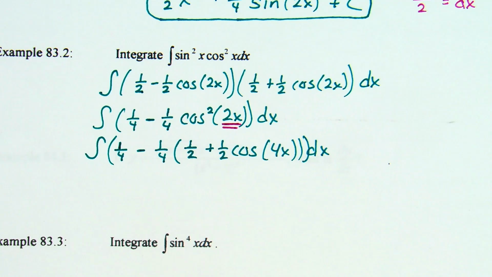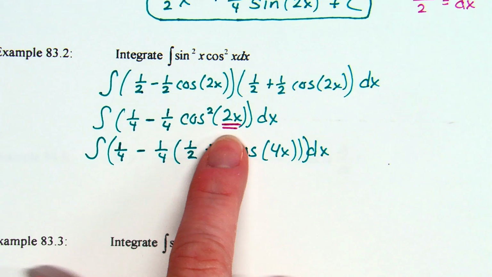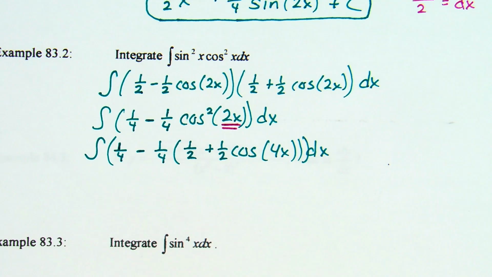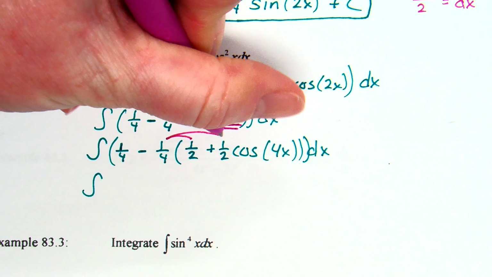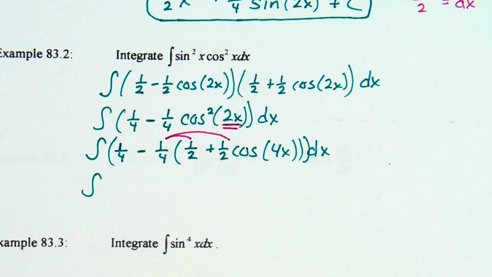Okay, so did you kind of follow the formula up above? It says you start with cosine squared x, you then have cosine 2x. This time we started with cosine squared 2x, so we have to double whatever is in there, and that's why it became 4x. Okay? What kind of cleanups can I do? That minus 1/4 can distribute to the 1/2 and to the 1/2 cosine 4x.